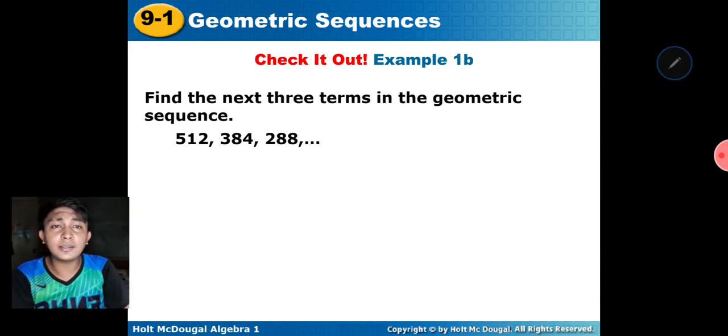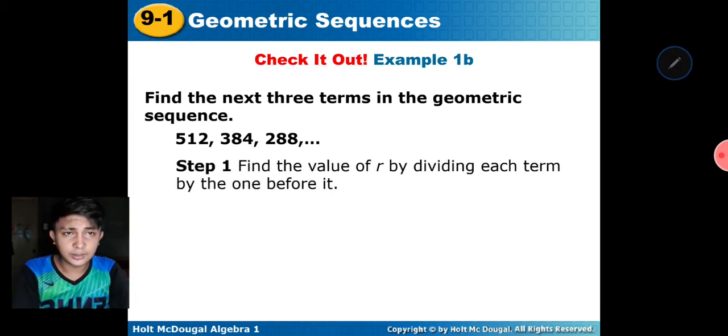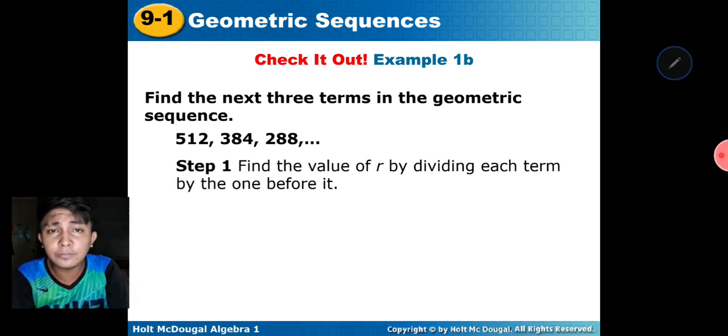So the next, find the next three terms in the geometric sequence: 512, 384, and 288. Okay? As you can see, the terms of the sequence are in decreasing order.